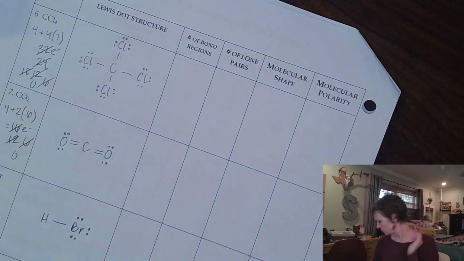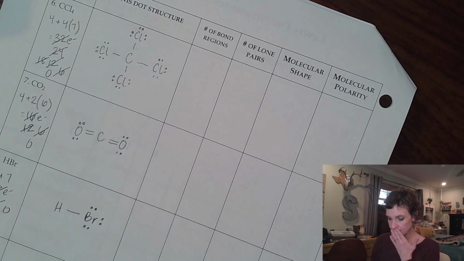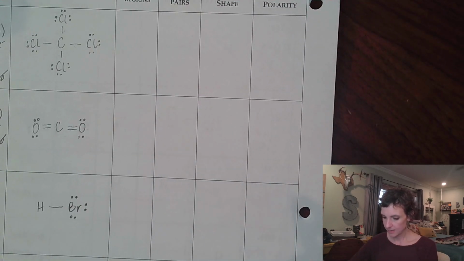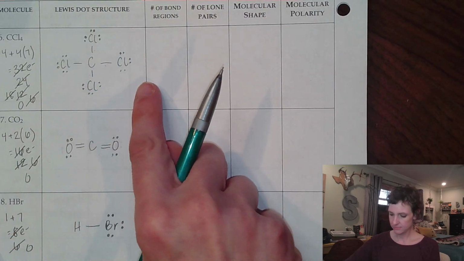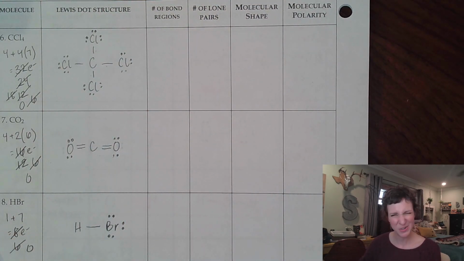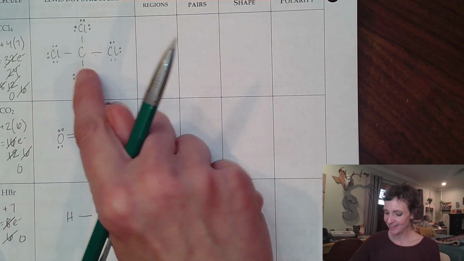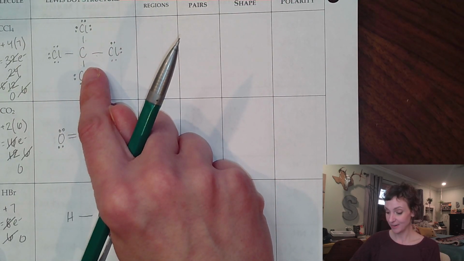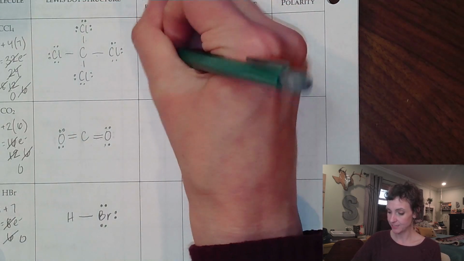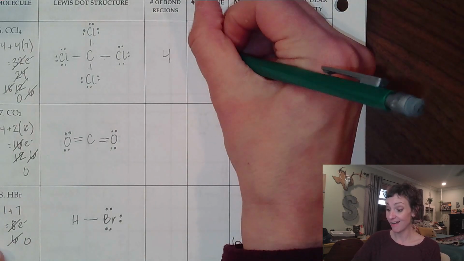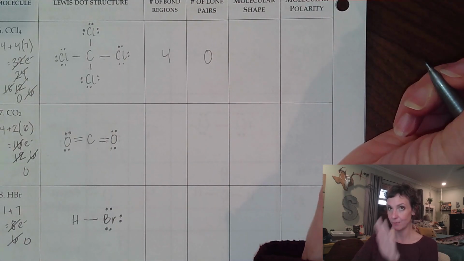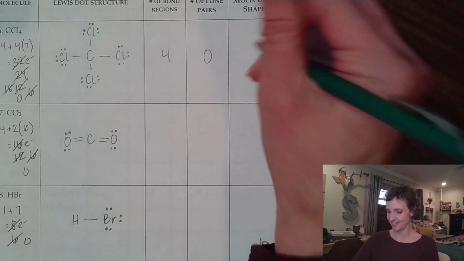Which ones do I want to do? Let's do a few more. Okay, so on this one, I've got carbon as my central atom. He's got 4 bonding regions. No lone pairs on the central atom of carbon. 4 things, 0 lone pairs, tetrahedral.